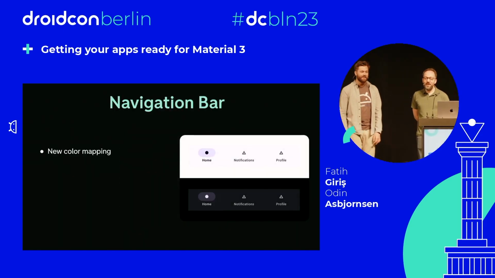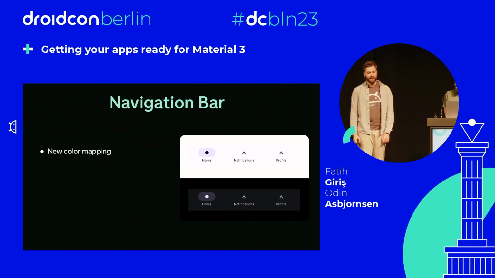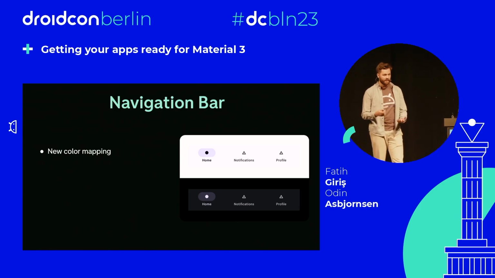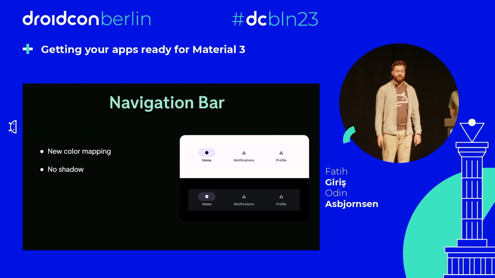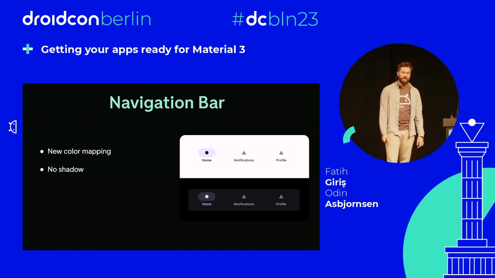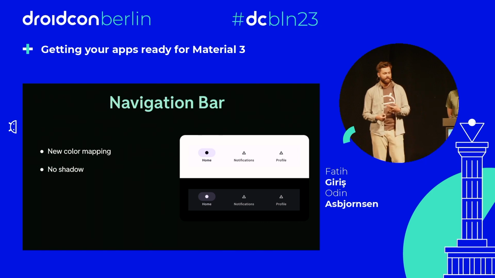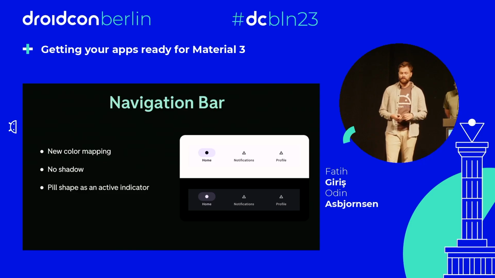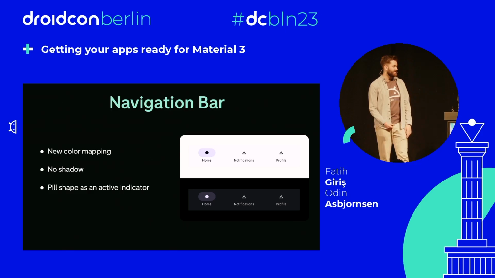Also in Material 3, they have something called navigation bar. This component has gotten the new color mapping as well as the top app bar. And also, it doesn't have the drop shadow. It uses the surface tones to distinguish the content on the navigation bar versus the content behind it. It's also gotten the pill shape indicator to show the active state of this component. And when I see Material 3, at least that's one of the main points that I like.